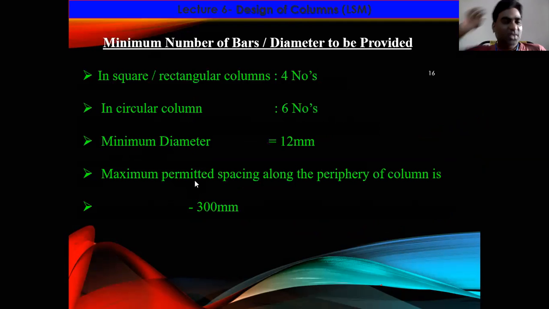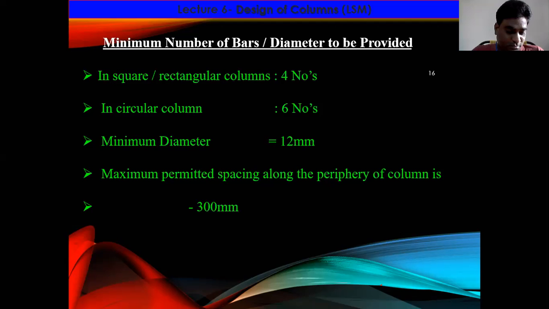Then coming to the minimum number of bars, this is very important, right? And the diameter to be provided. This is also given in the same clause, that is 26.5.3.1, point number C. The third point, that is point number C. The minimum number of longitudinal bars provided in a column shall be 4 in a rectangular column and 6 in a circular column.